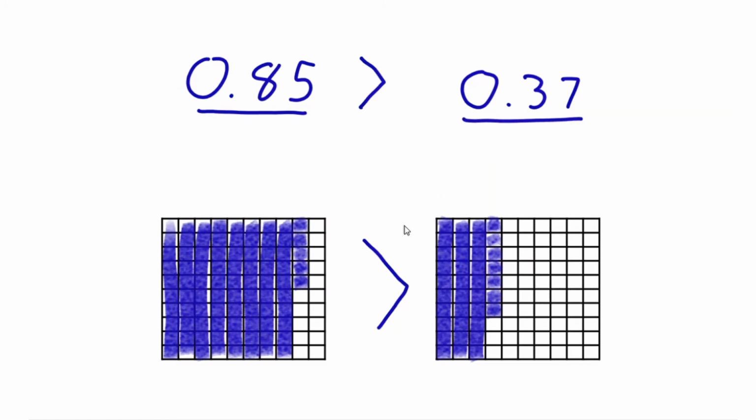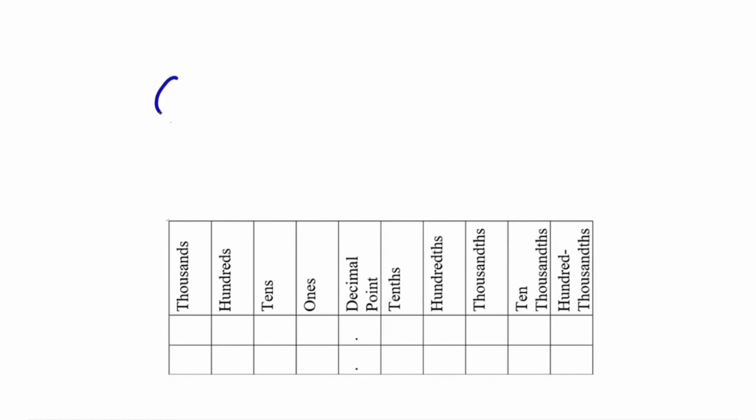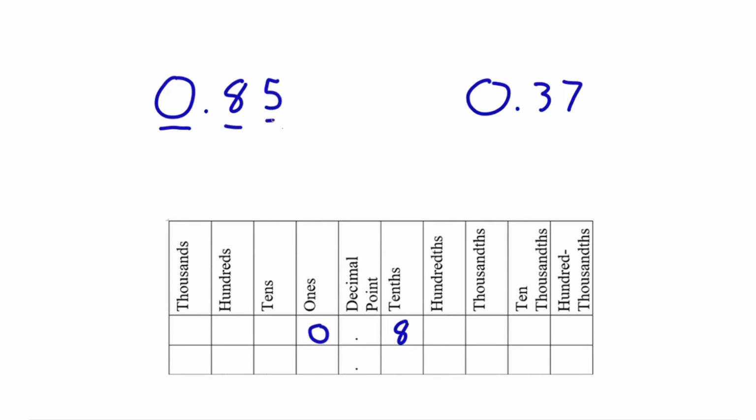Let's go look at our place value chart again. Over here we had 85 hundredths, and over here we had 37 hundredths. So let's place these on our place value chart. The 0 in the ones place will go in the ones column. We have our decimal point. Then we have an 8 in the tenths. So we'll place an 8 there. And the 5 in the hundredths place will go in the hundredths column. We'll go ahead and do the same for 37 hundredths.